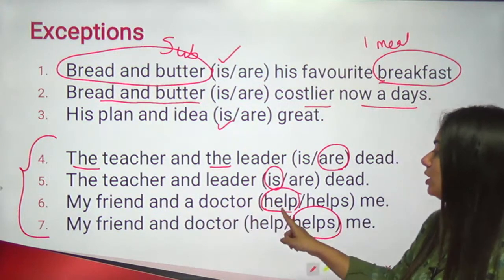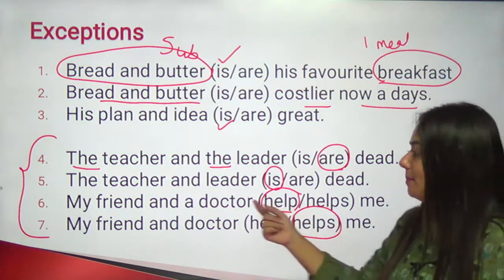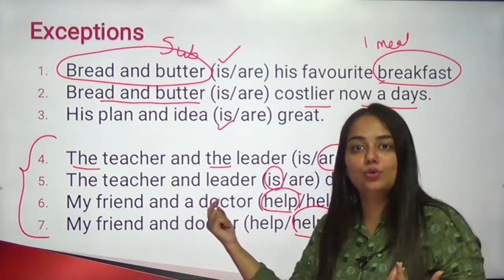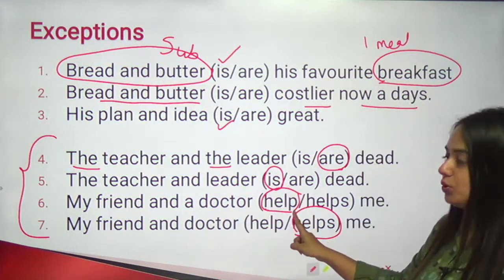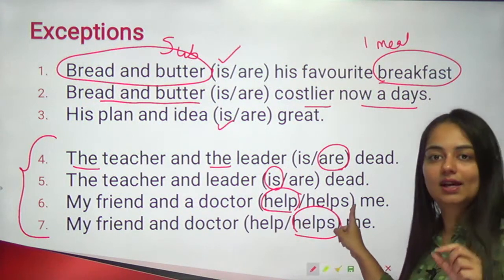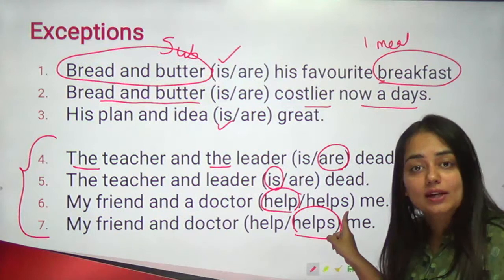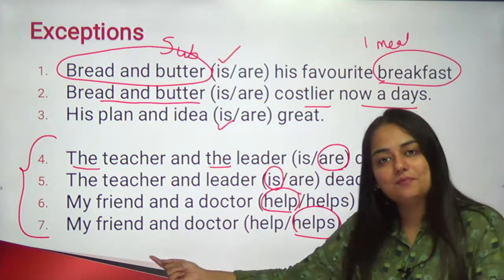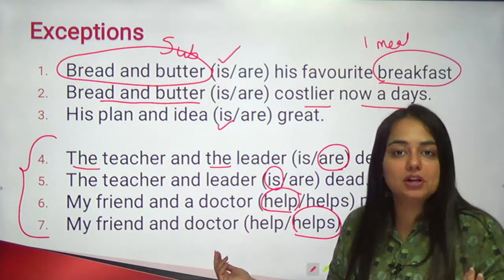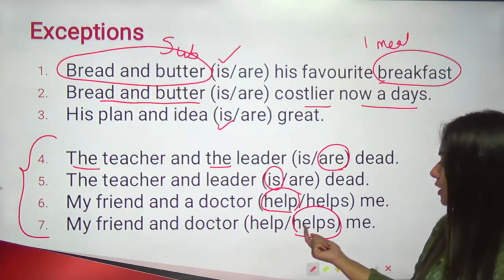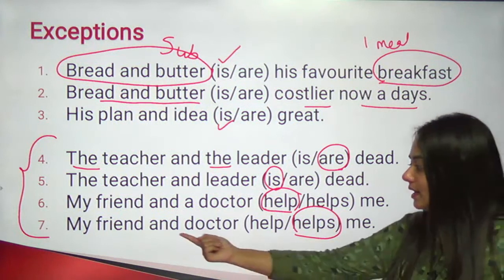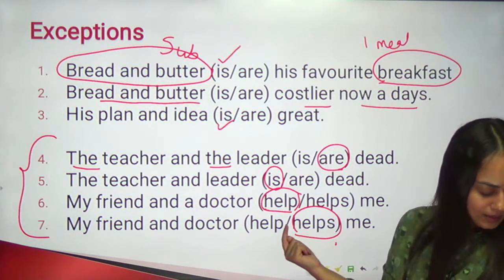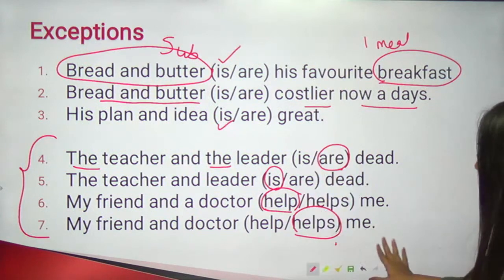My friend and a doctor help or helps me. My friend and a doctor, we've used a separate article. These are 2 different people. So it will be help because helps is used with singular subject, as I told you. My friend and doctor, the same friend is a doctor also because no separate article is used for doctor. It will be helps me. Singular subject, singular verb with an S or ES it may be. I hope these exceptions are clear.